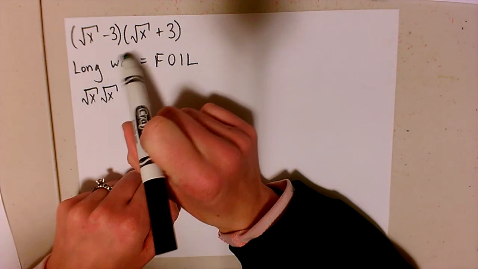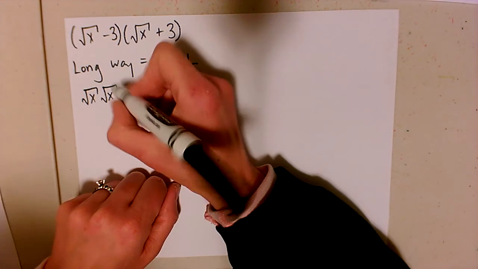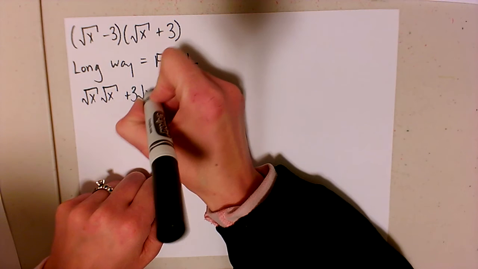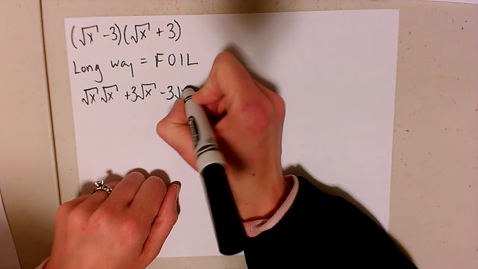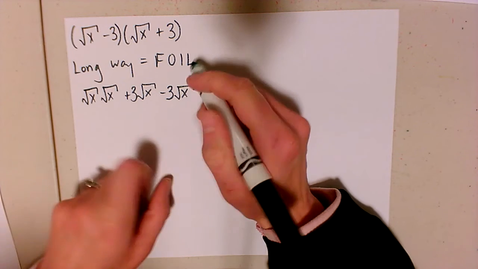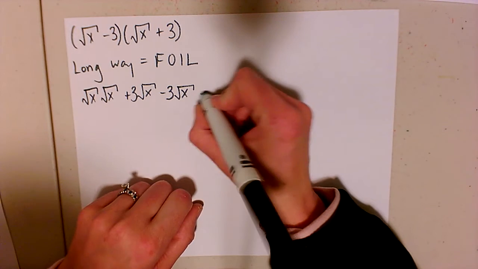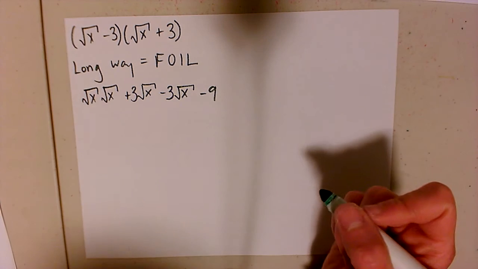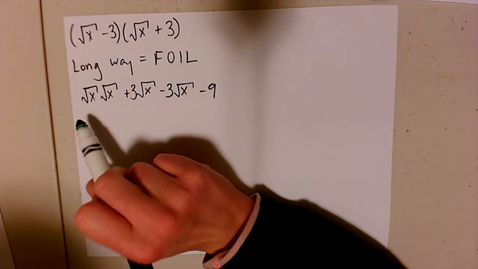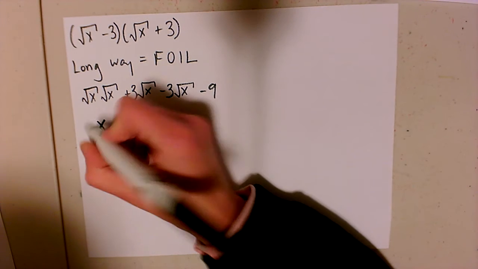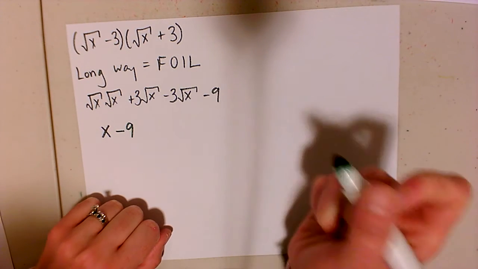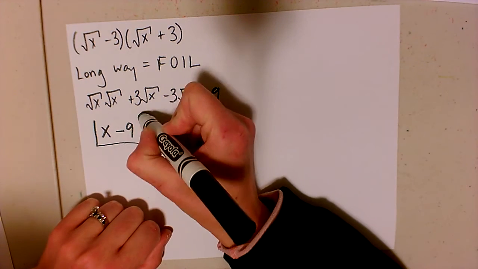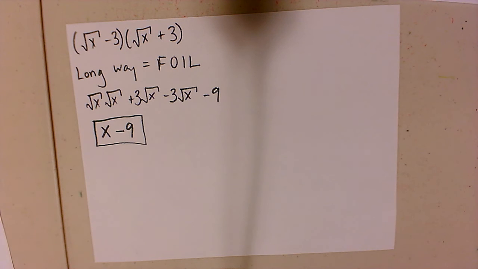Our firsts, root x times root x. My outers, that'll be plus 3 root x. My inners, that'll be minus 3 root x. And then my lasts, negative 3 times a positive 3, that's a negative 9. So we can simplify a few things here. A root x times a root x is just x. And then 3 root x minus 3 root x, that disappears. And so we're left with x minus 9. That's your answer there for multiplying that out.